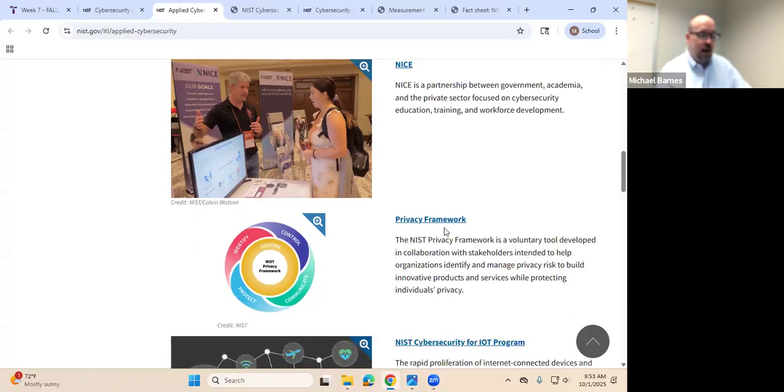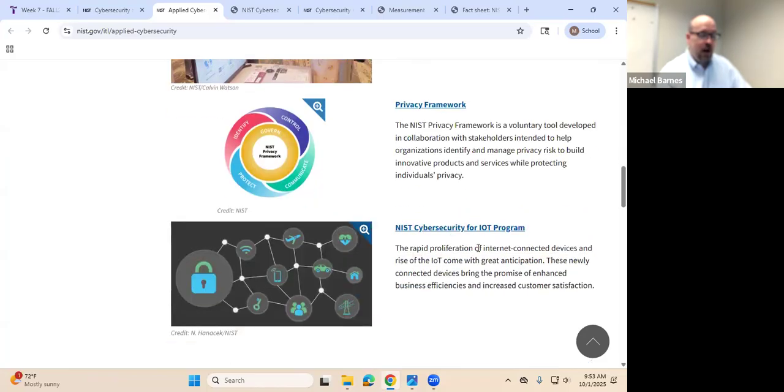And then we have the cybersecurity for IoT programs. IoT, I'm not going to ask you. Hopefully, you already know IoT is Internet of Things. Internet of Things, we're going to talk a little bit about next week as well. Those are devices that actually use internet connectivity but don't actually need internet connectivity. And something that I think is kind of interesting.